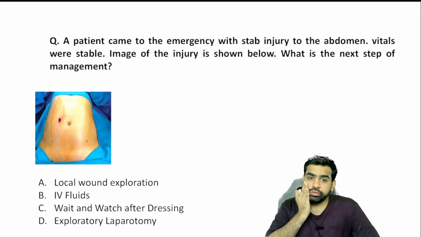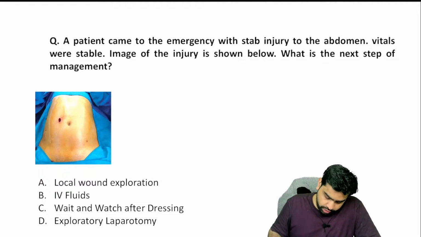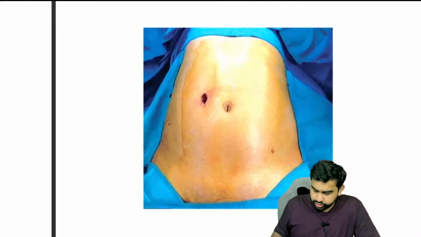So there's a patient who came to the emergency. The patient was brought to the emergency after a stab injury to the abdomen. The vitals are stable. The image is shown below. What is the next step in the management of this particular patient? So I'll just zoom into the image.